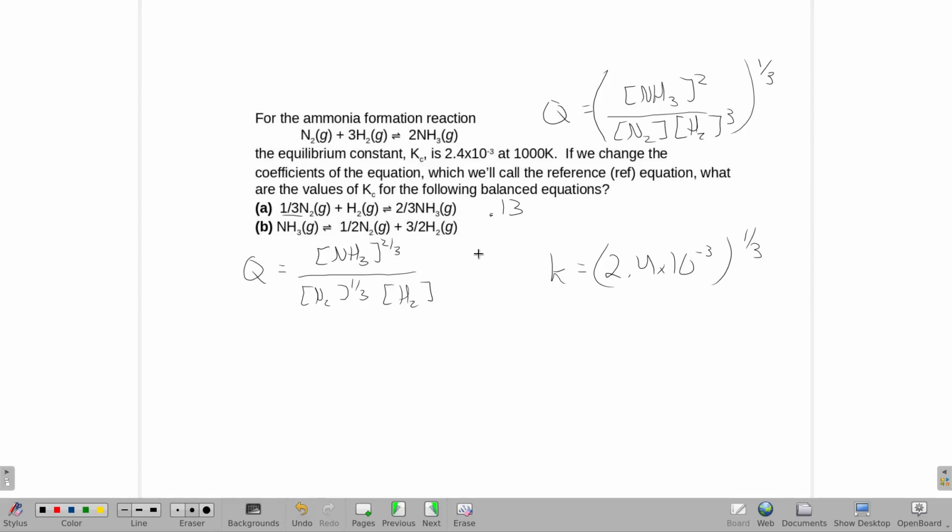Alright, now let's look at the second equation, B. You notice how it's reversed? And the coefficients are changed, they're divided by 2. Alright, let's see what that Q actually looks like, so we can see what we might need to do to manipulate this equation up here. So that's N2 to the 1/2, H2 to the 3/2, and NH3 to the 1.